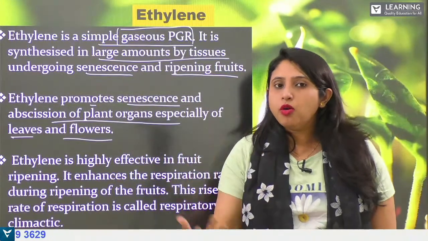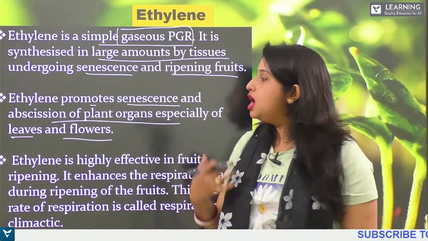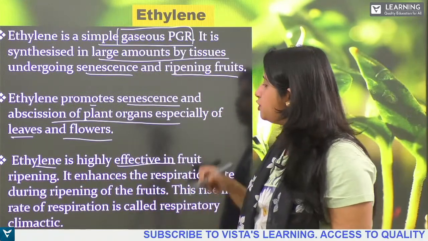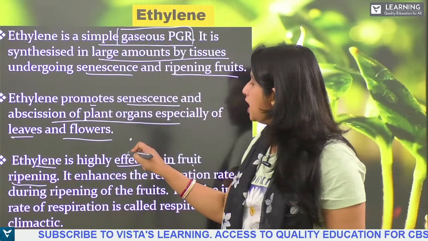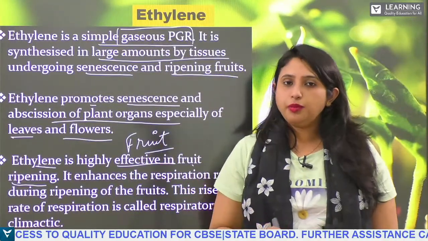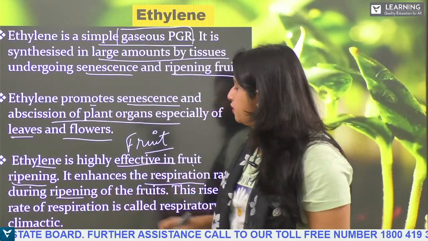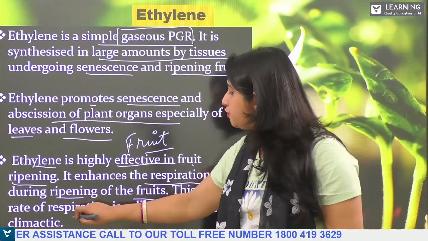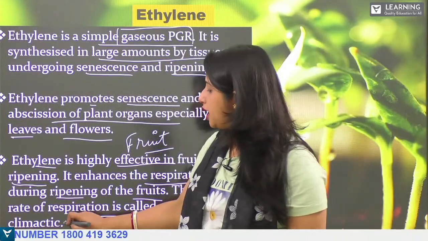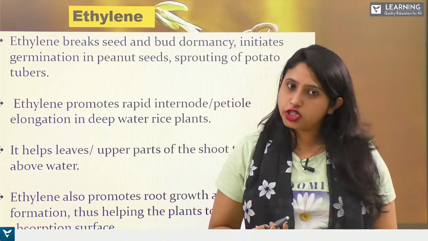So it promotes senescence, that is, it is an inhibitor. It is promoting the senescence of the leaves and the flowers, and ethylene is highly effective in fruit ripening. So it is highly effective in what? In ripening of the fruits. It enhances the respiration rate during ripening of the fruits, and this rate of respiration is called the respiratory climacteric.